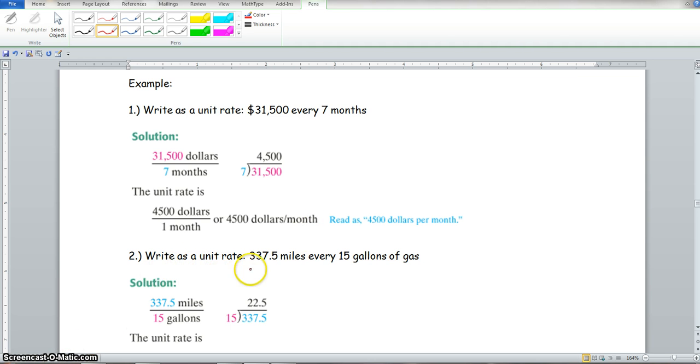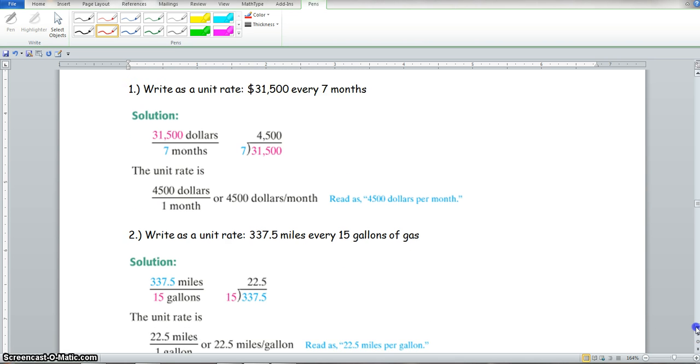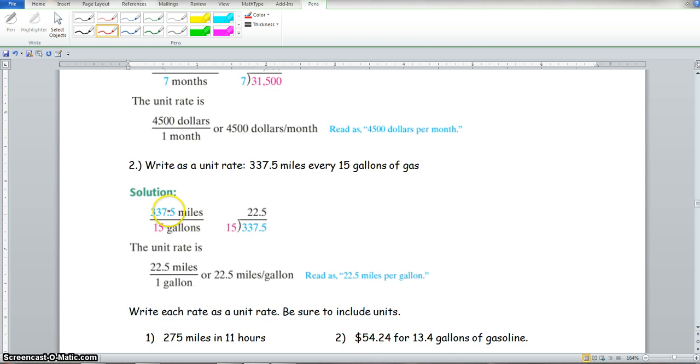Now, number 2, write as a unit rate. We had 337.5 miles every 15 gallons of gas. So what we would do here, we would divide 15 into 337.5, and that gives us 22.5, which would be 22.5 miles per 1 gallon, or 22.5 miles per gallon.